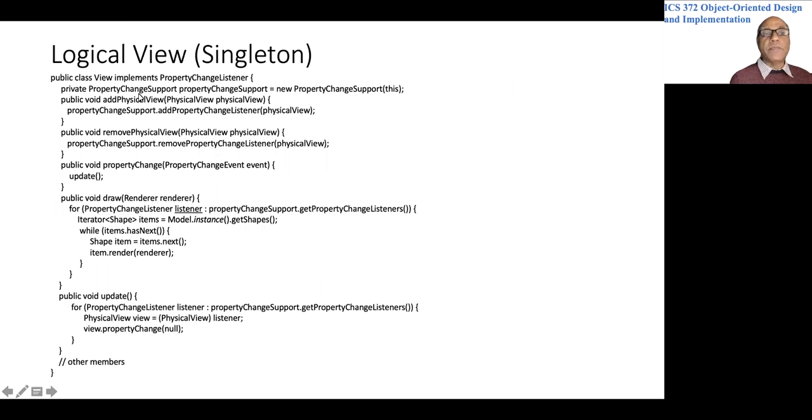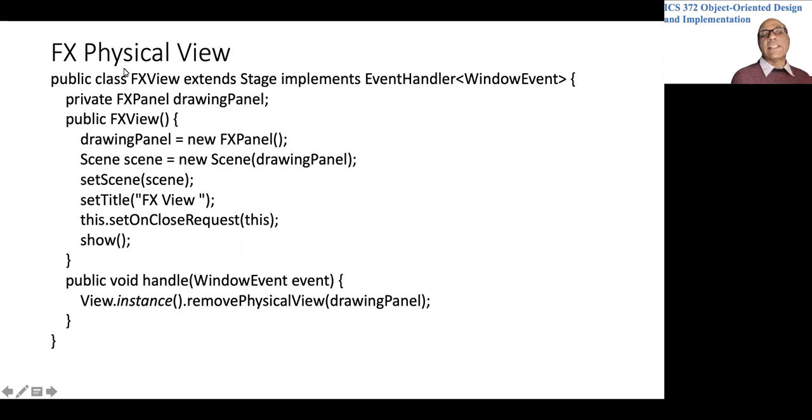Now, we saw that a logical view can have multiple physical views as observers. Here is an example of one physical view. This implements the physical view for the FX technology. The view has a panel in which drawing will occur, and it sets the title, and that is pretty much it.